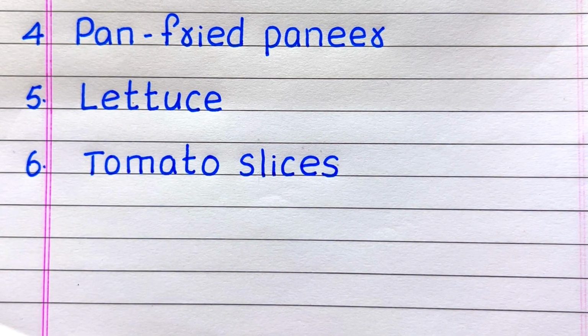Other ingredients: fourth, pan fried paneer. Fifth, lettuce. Sixth, tomato slices.